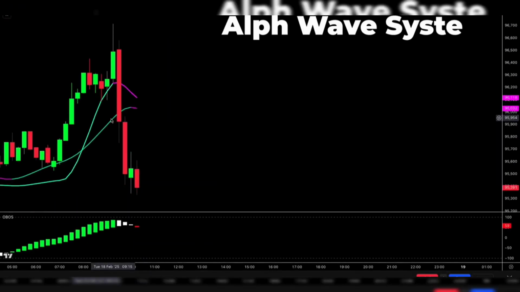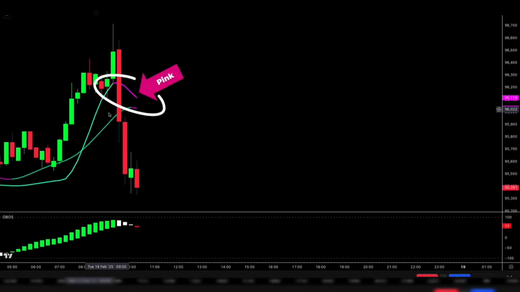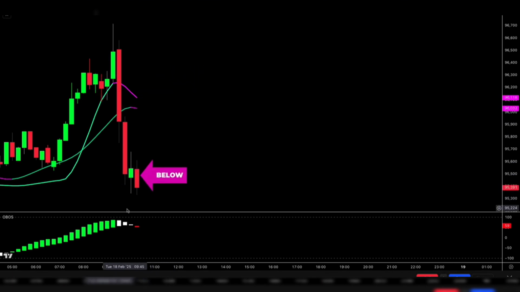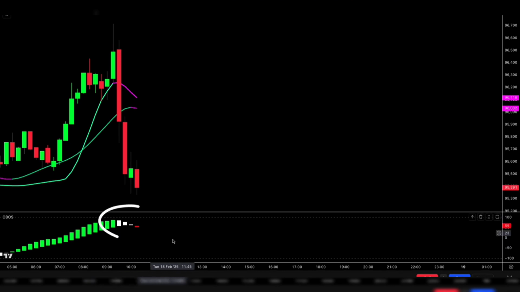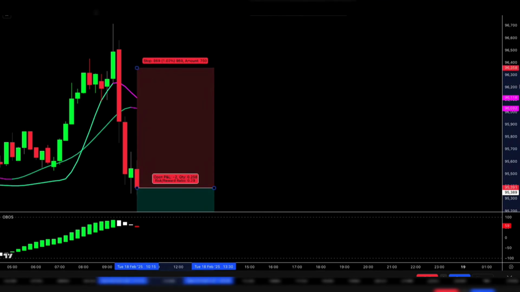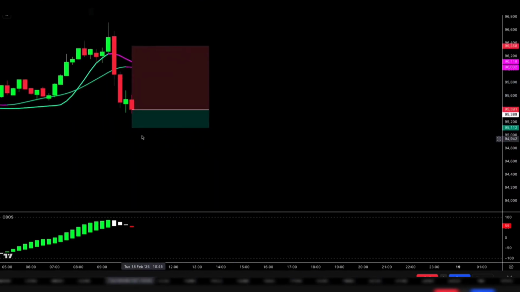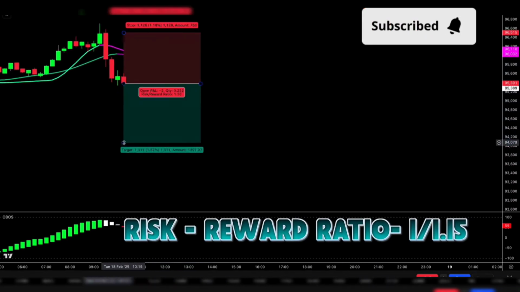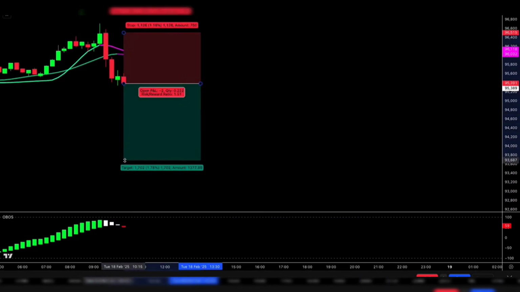When the Alpha Wave System indicator makes a pink color Wave Pulse line and Quantum Adaptive MA line, and the market price moves below both lines, and if we look at the OBOS indicator it makes red candles, so this condition is fulfilled, then we will place a sell order. And our stop loss is to be placed above both lines and the most recent high, and the risk to reward ratio will be 1:1.5. How does this trade play out?